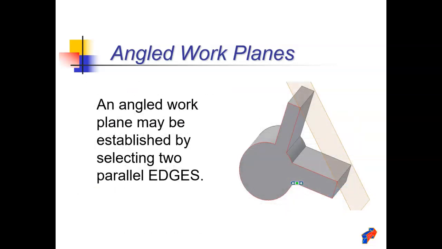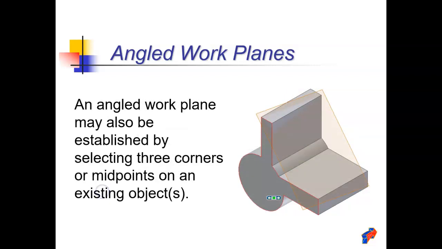An angled work plane may be established by selecting 2 parallel edges as well. By clicking these 2 established edges, you are setting an offset angle to then sketch on. An angled work plane may also be established by selecting 3 corners or midpoints of an existing object.